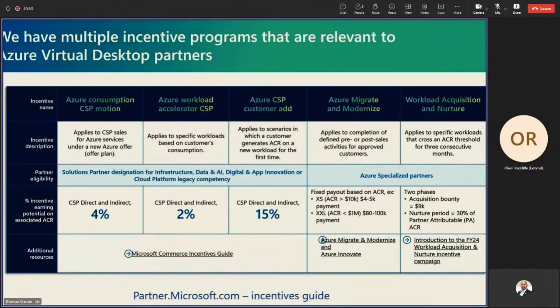Now, for Azure specialized partners on the right-hand side, you see that now you can get 4,000 to 5,000 for a workshop, and then stack that with an Azure-led deployment. You can get, in this case, they say $1 million ACR deal, $80,000 to $100,000 to offset the deployment. Okay, that's a little big, right? But on the right-hand side, check out the bounty. Acquisition bounty. You bring in a VDI deal, we're going to give you $9,000. And then on top of that, we're going to give you 30% of the ACR.